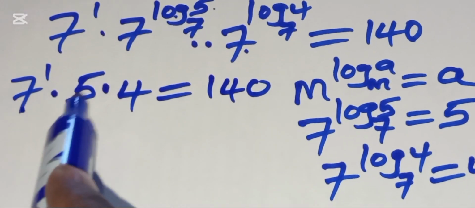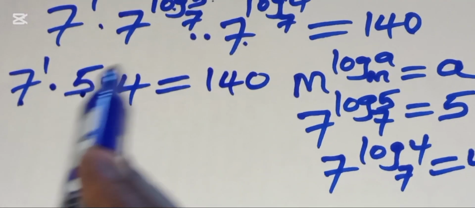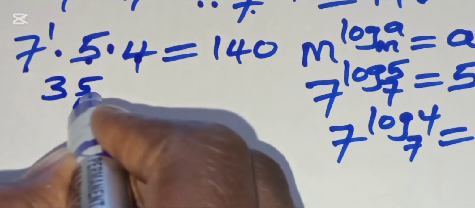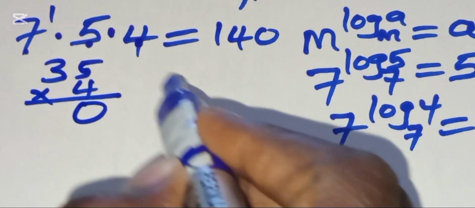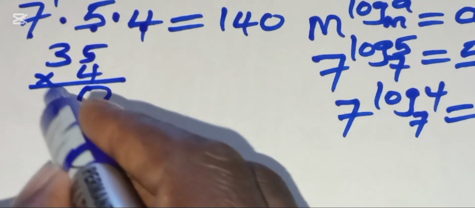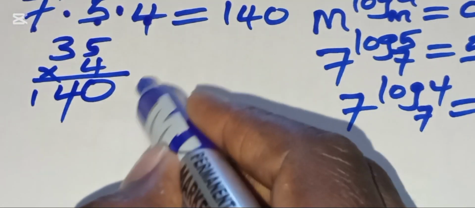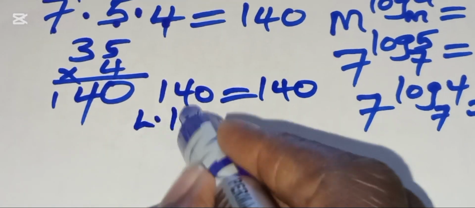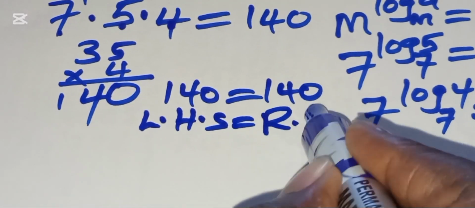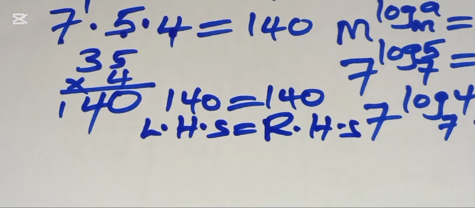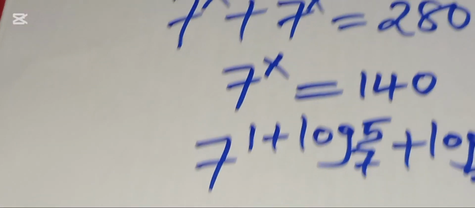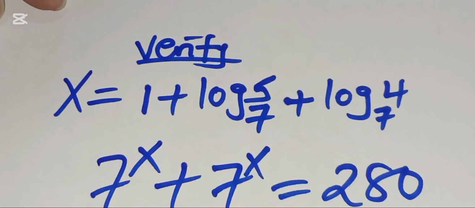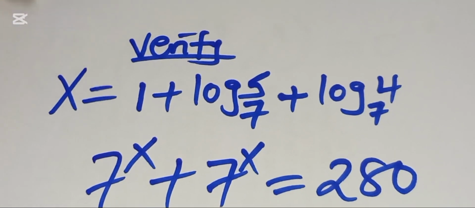So 7 times 5, that is 35. That's 5 times 4. This is equal to 35 times 4. 5 times 4 is 20, carry 2. 4 times 3 is 12, plus 2 is 14. So 140 is equal to 140. That means the left-hand side is equal to the right-hand side, and that verifies that the value of x, which is 1 plus log 5 to base 7 plus log 4 to base 7, satisfies the equation.